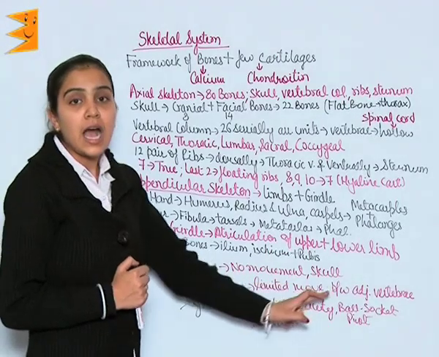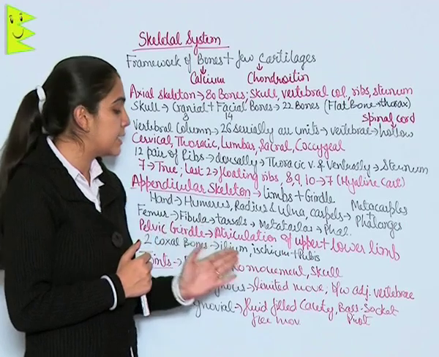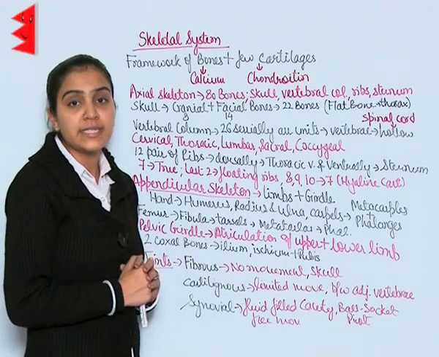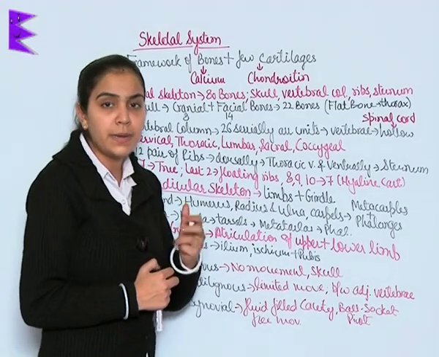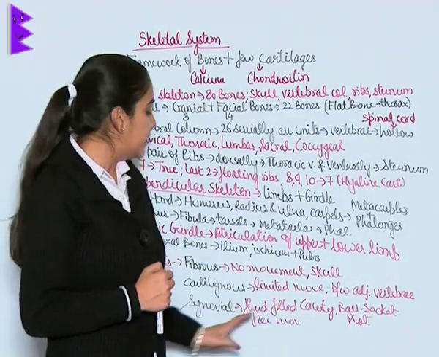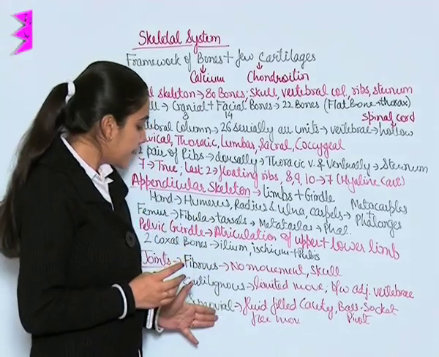Fibrous joints are the joints present in case of flat bones of skull. They do not permit any movement. Cartilaginous joints permit limited movement. These are present between adjacent vertebrae.